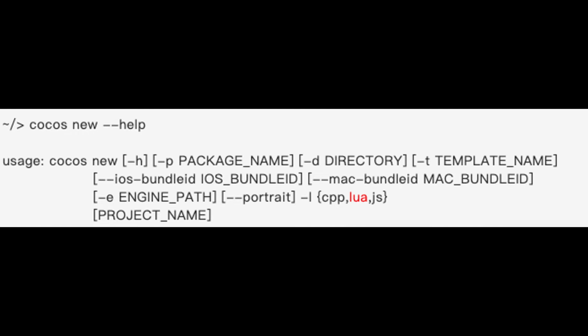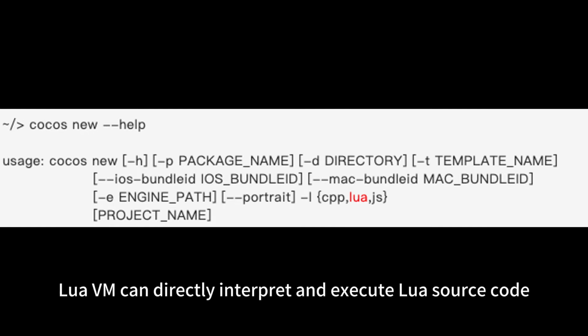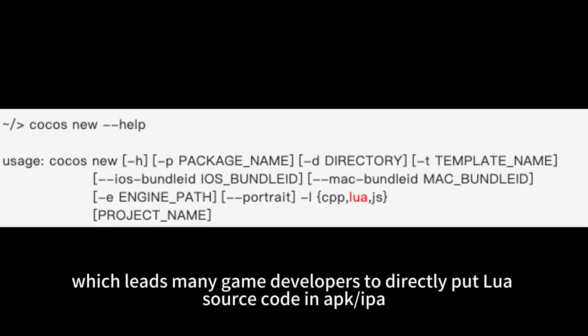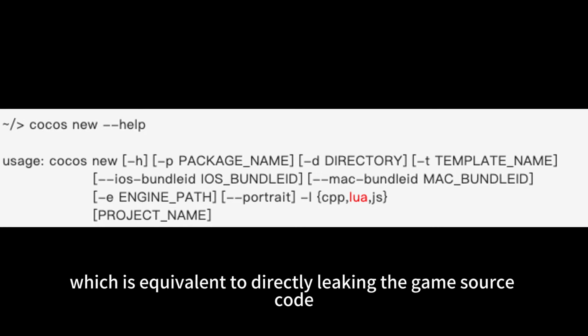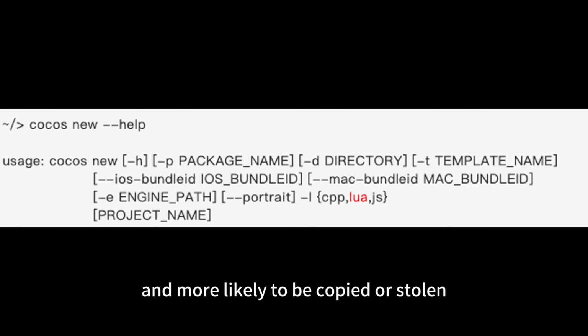Part 2. Lua script security issues. Since Lua is an interpreted language, Lua VM can directly interpret and execute Lua source code, which leads many game developers to directly put Lua source code in the App or IPA, which is equivalent to directly leaking the game source code, greatly reducing the threshold of cheat production, and making it more likely to be copied or stolen.